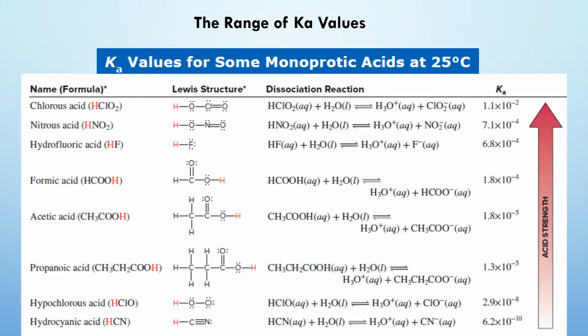This table gives you the Ka values for some common weak acids. For strong acids, their Ka values are much higher than this, greater than 1. But for weak acids, you can see their Ka values are much smaller than 1, from 10 to the negative 2 all the way to 10 to the negative 10. So as you can see, when this Ka value increases, the strength of the acid also increases.